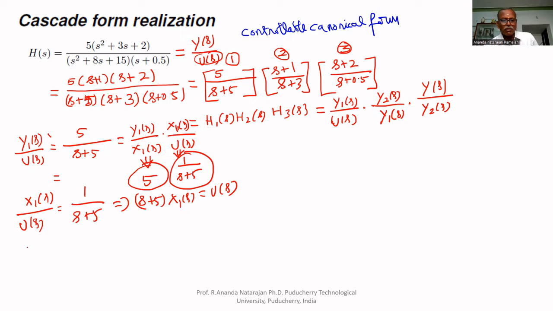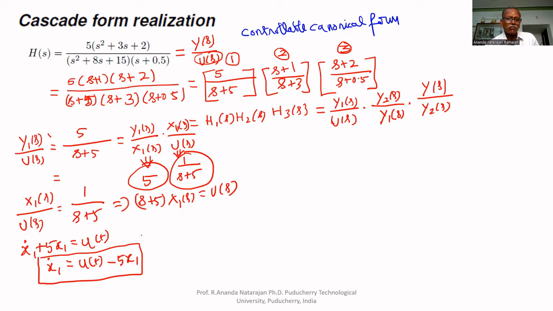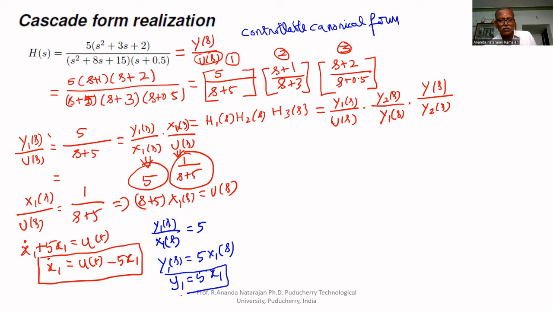So this can be written as X1 dot plus 5X1 equal to U of t, or X1 dot equal to U of t minus 5X1. This is one equation. What is the next part? Y1 of S upon X1 of S is equal to 5. Therefore, Y1 of S equal to 5 X1 of S, that is Y1 equal to 5X1. This is another equation.